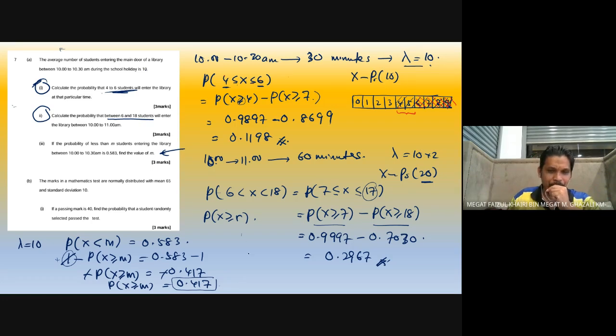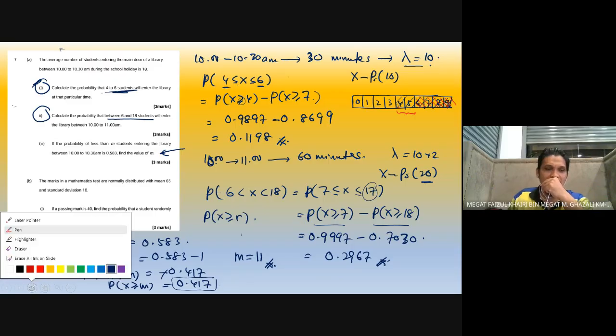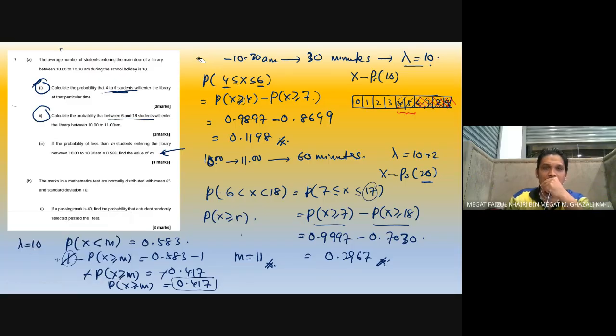It gives you m equal to 10 point something, very close to m equal to 11. Okay, question 7a complete. It's time for me to end our discussion with the last question, 7B.